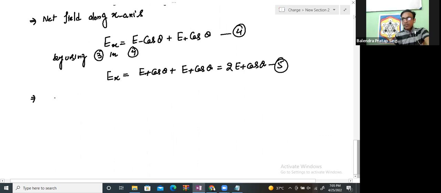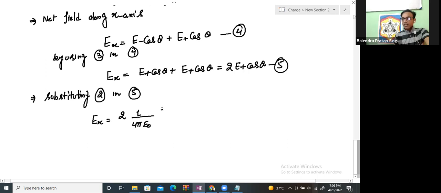So, substituting equation number 2 in equation number 5, what we can have is Ex equal to twice of, what is the value of E plus, 1 over 4 pi epsilon naught q divided by r square plus a square, and one more term which is cos theta.